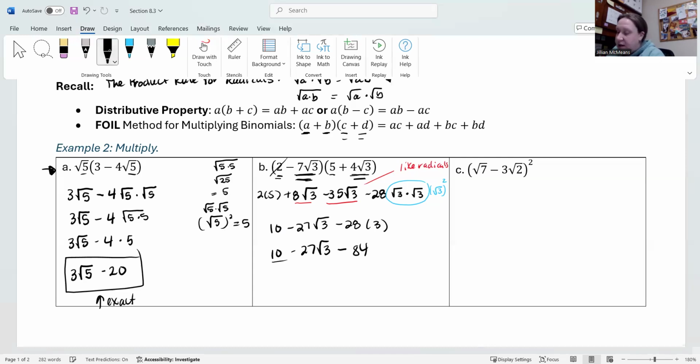And then I have these two non-radical pieces that I can combine. So 10 and -84, they're not radical expressions. They're just plain old integers. So I can simplify that. So I get 10 minus 84 is -74 minus 27 square root 3.